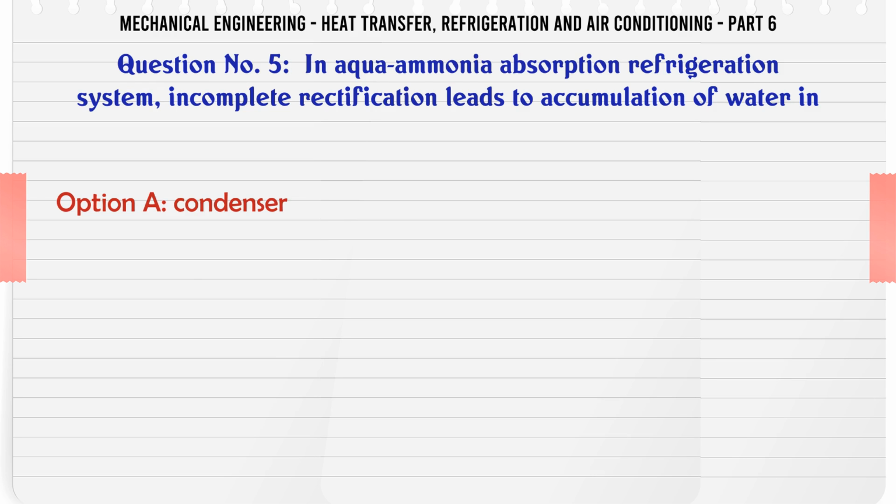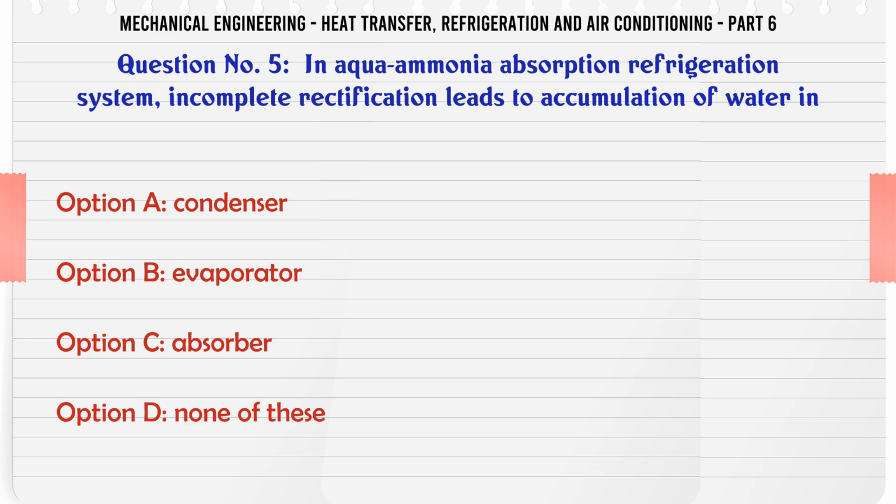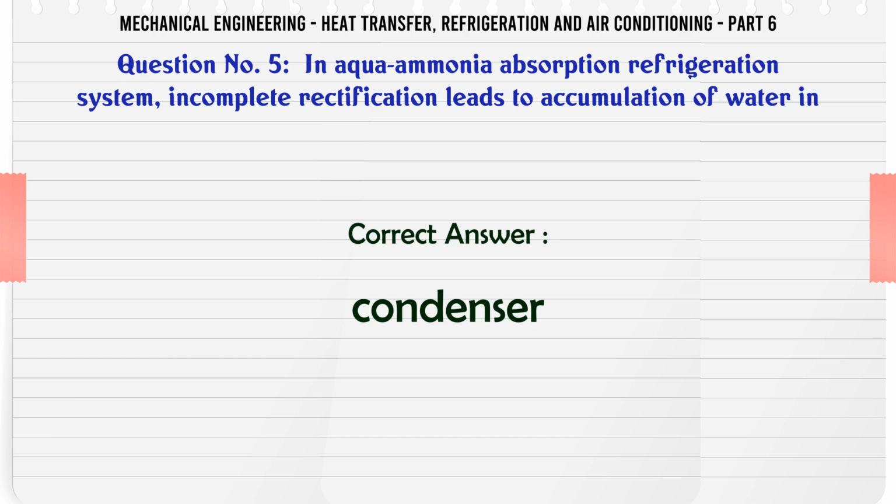In an aqua-ammonia absorption refrigeration system, incomplete rectification leads to accumulation of water in A. Condenser, B. Evaporator, C. Absorber, D. None of these. The correct answer is condenser.